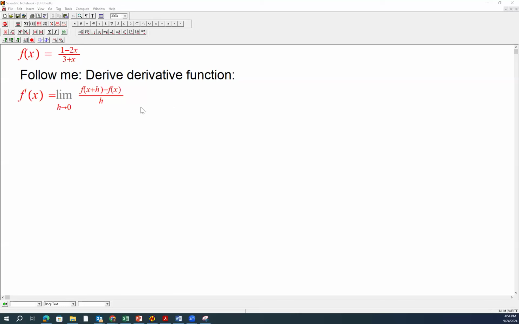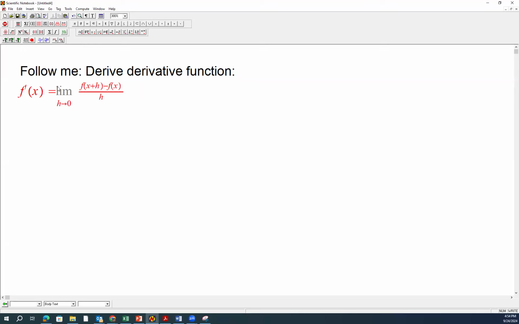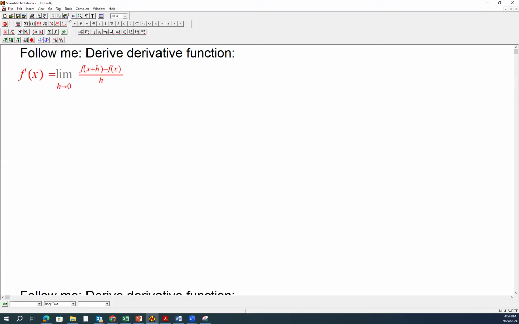Derivative function of a rational function. We got a rational function right here. This formula is slightly different from the one we did before when we're looking for the derivative of a function at a. So this is the derivative function.